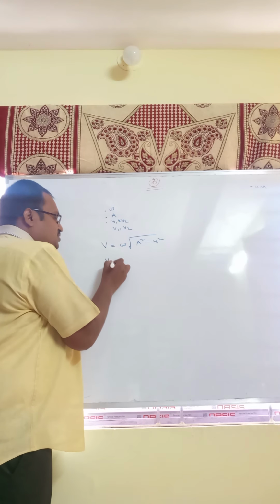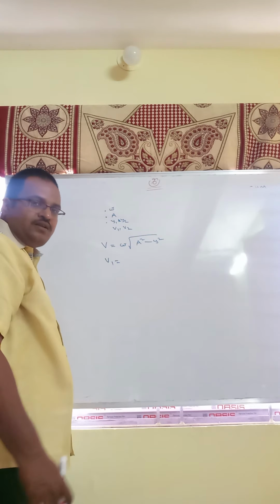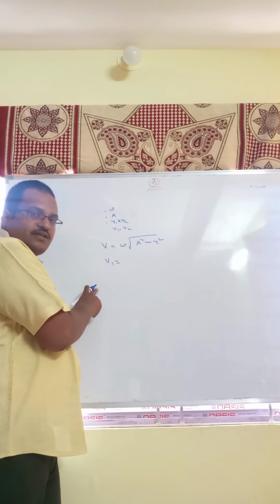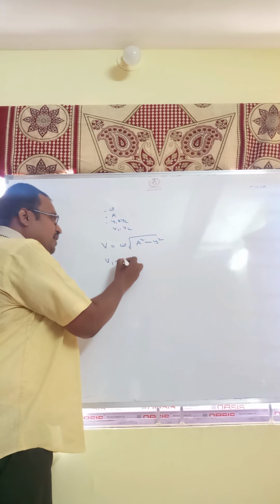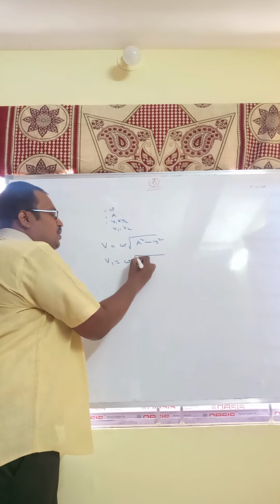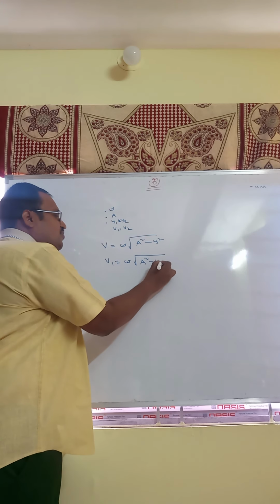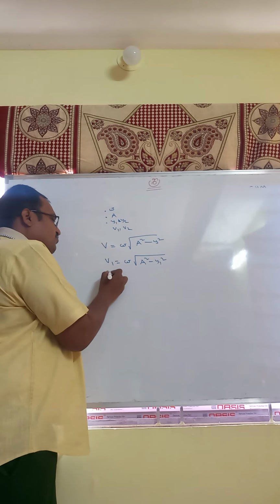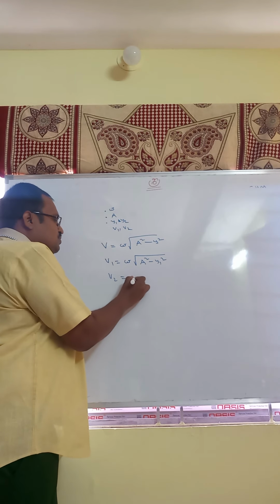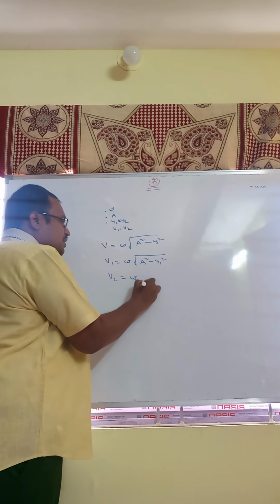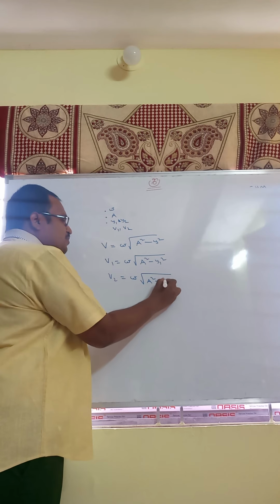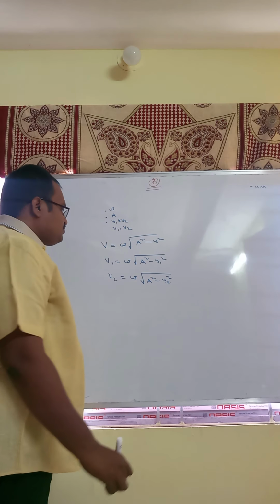So for the first particle, its velocity is v1. v1 equals omega into root over a square minus y1 square. Similarly, v2 equals omega into root over a square minus y2 square.